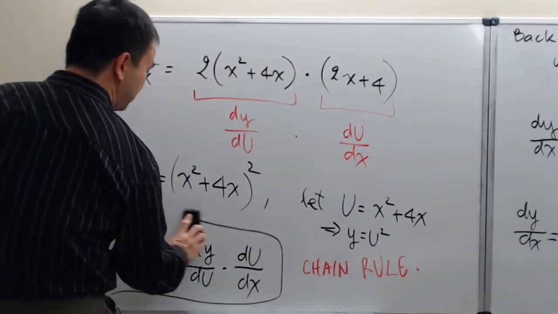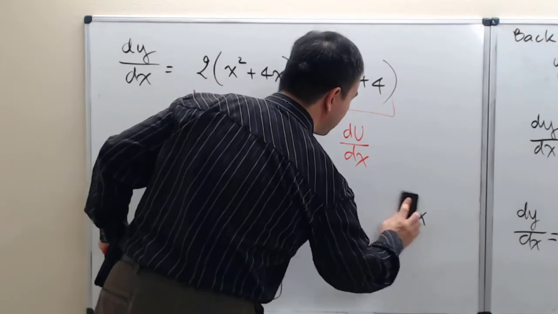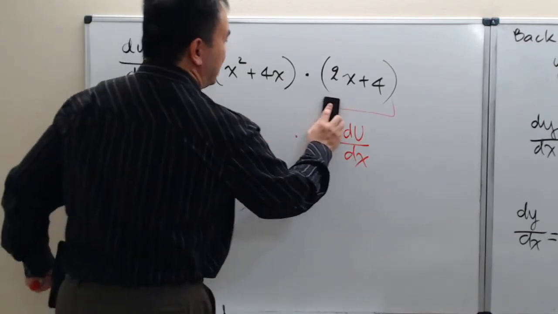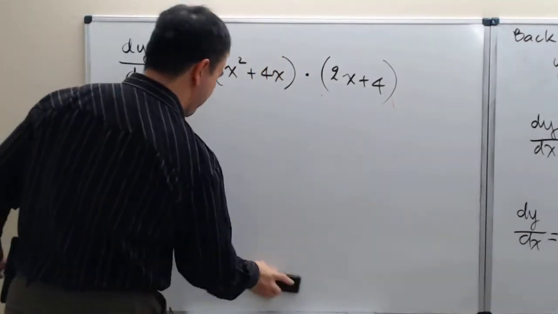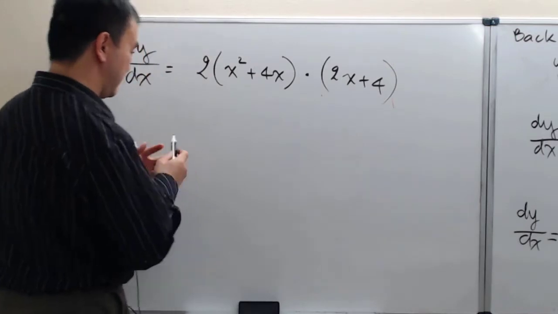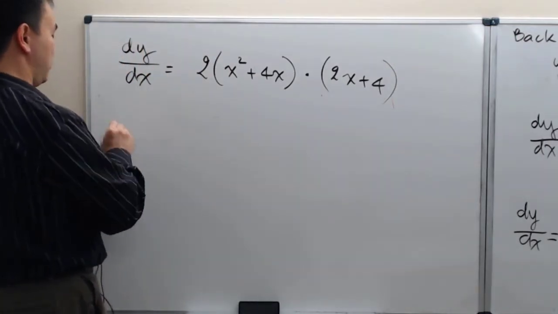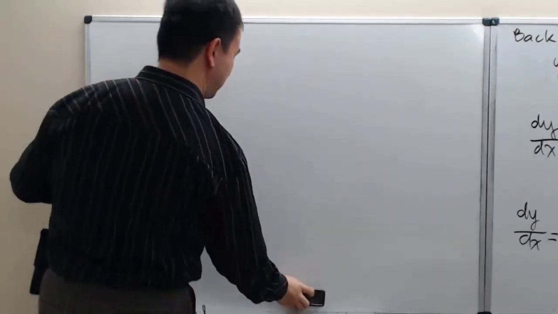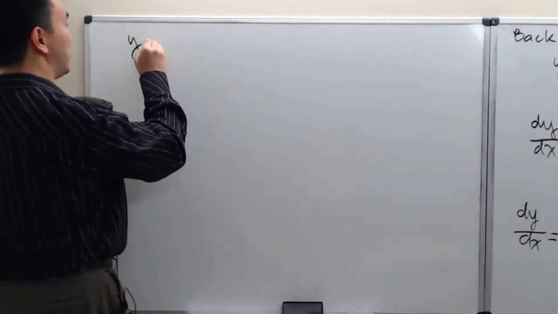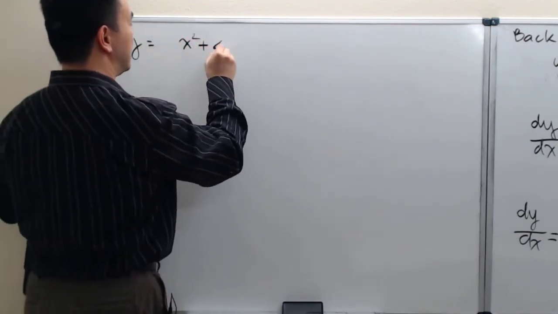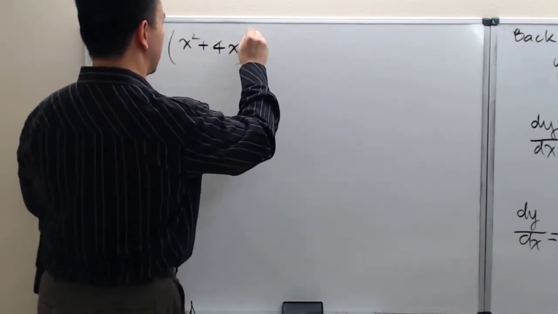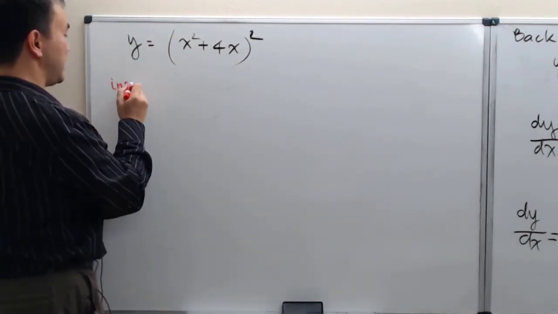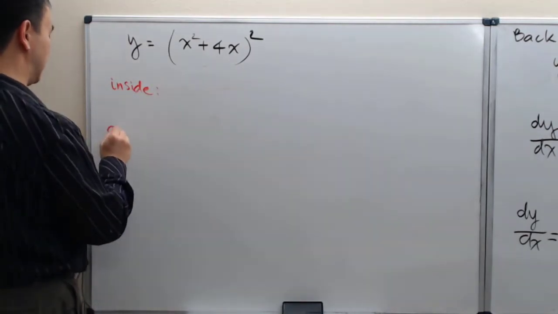Along with this, we talked about inside and outside functions. So another way of seeing this, with our function in the beginning being y equals (x squared plus 4x) squared, let me completely erase this. Another way of seeing this is, back to the concept of tracking down the inside and the outside function.